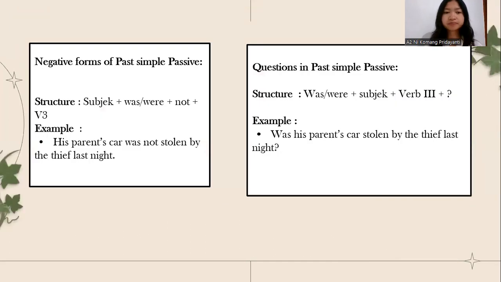Negative form of past simple passive. The structure is subject plus was or were plus not plus verb 3. For example, his parents' car was not stolen by the thief last night. And then to make the question in past simple passive, the structure is was or were plus subject plus verb 3 plus question mark. For example, was his parents' car stolen by the thief last night?